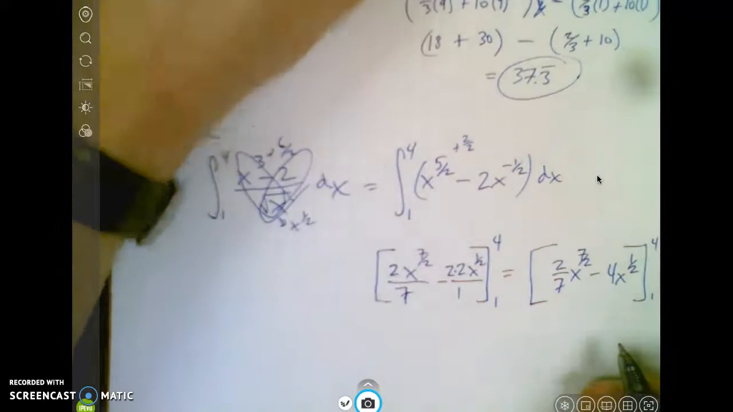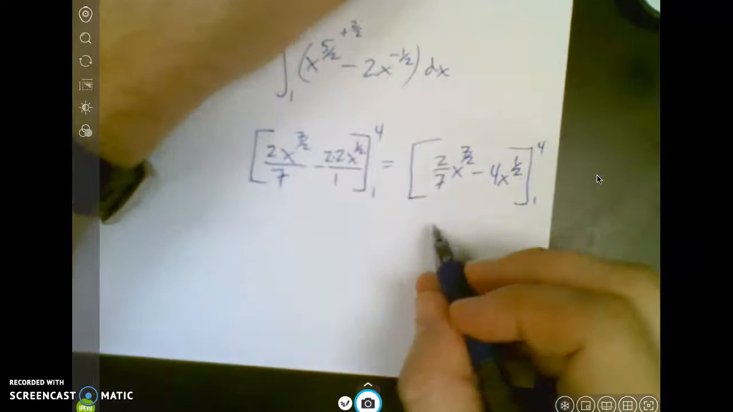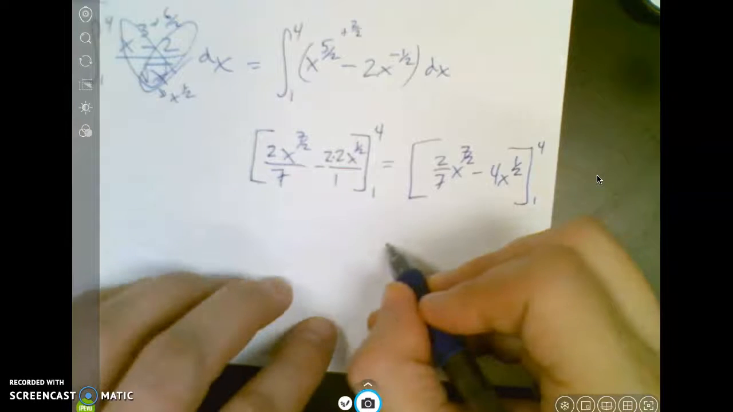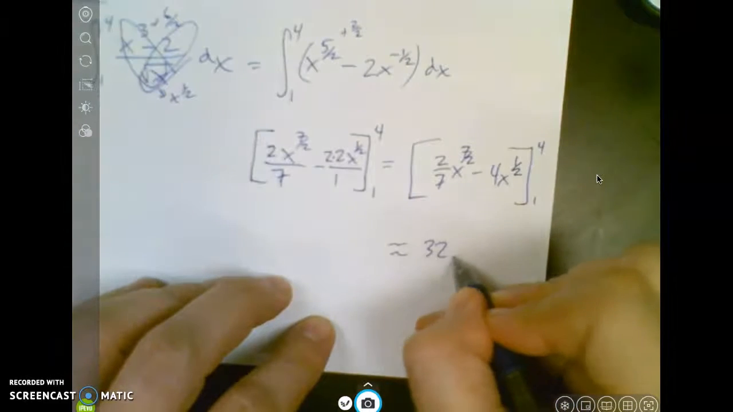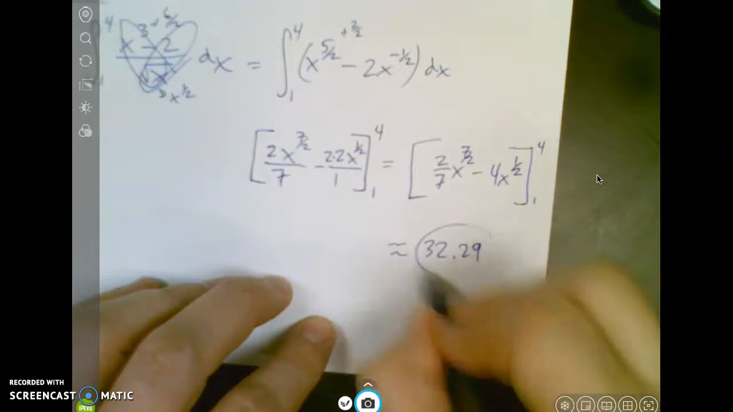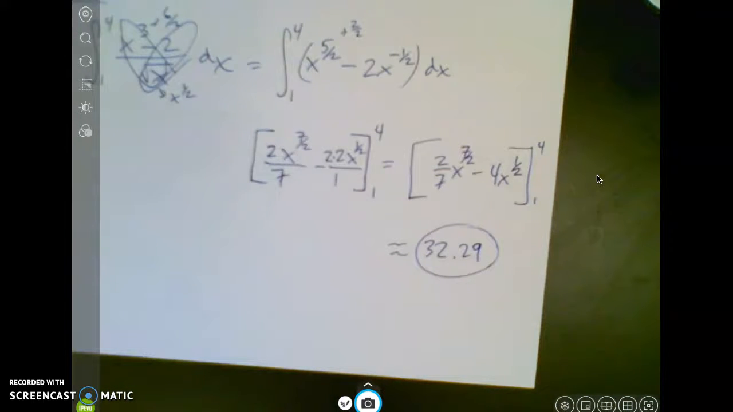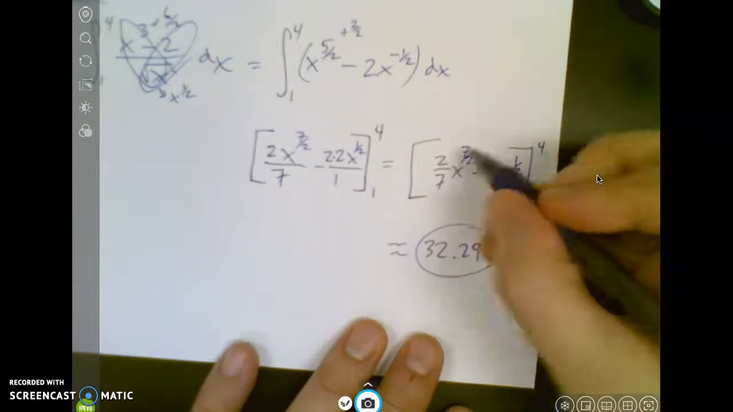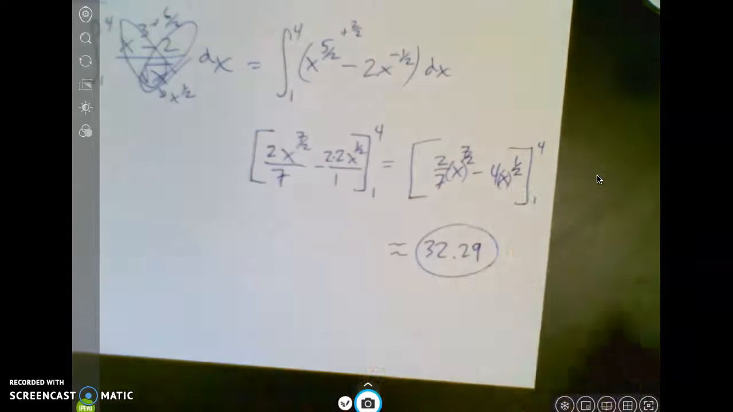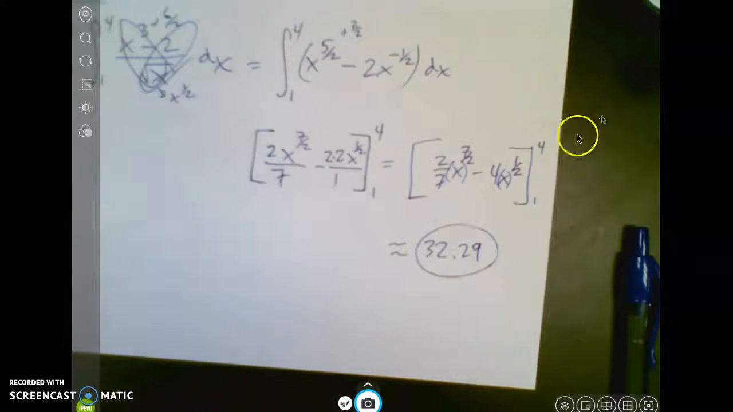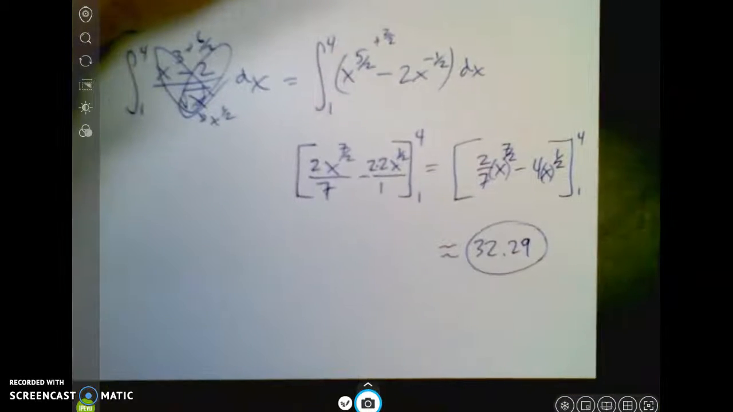Evaluated from 1 to 4. So if you type all that in, you can double check your answer. You get about 32.29. Okay, just make sure you can type these in well. Definitely use parentheses anywhere you see an x. Okay, so that should help you out with definite integration, which I like because you get number answers, and they mean areas. Don't forget that these all mean areas.